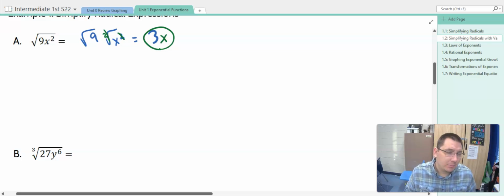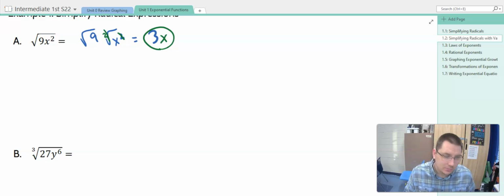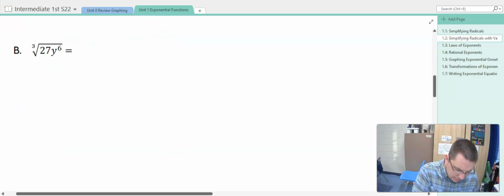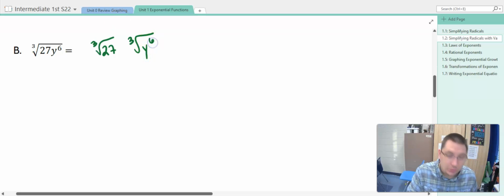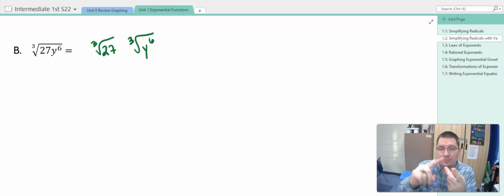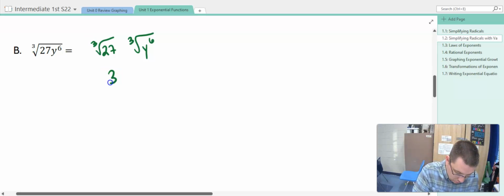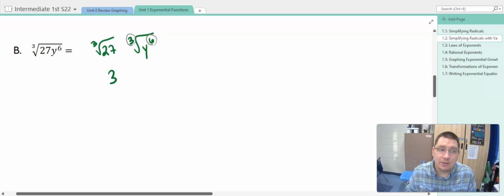Let's look at example B. We have the cube root of 27y to the 6th. And in this example, again, we want to separate it out. And this time we're a cube root, so cube root of 27 and the cube root of y to the 6th. And so the first part, cube root of 27, so what times itself three times is going to give us 27? Well, that's 3. And then we look at the powers here. We see that our root index is 3 and the power of the y is 6.